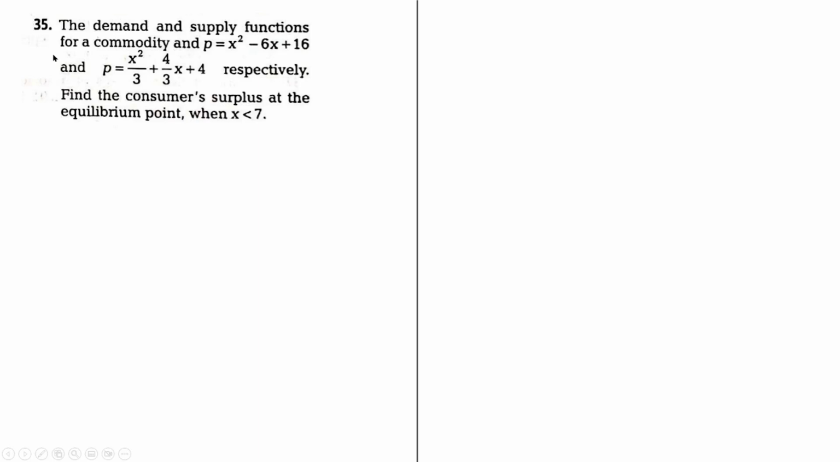Now moving on to the next question. The demand and supply functions for a commodity are, P equal to x square minus 6x plus 16, and so this is the demand function and this is the supply function, x square by 3 plus 4 by 3x plus 4. Find the consumer surplus at the equilibrium point when x less than 7. So here when we have a question like this, here they have given when x is less than 7. So in this case we will be getting more than one value for x. We have to take only that value which is less than 7.